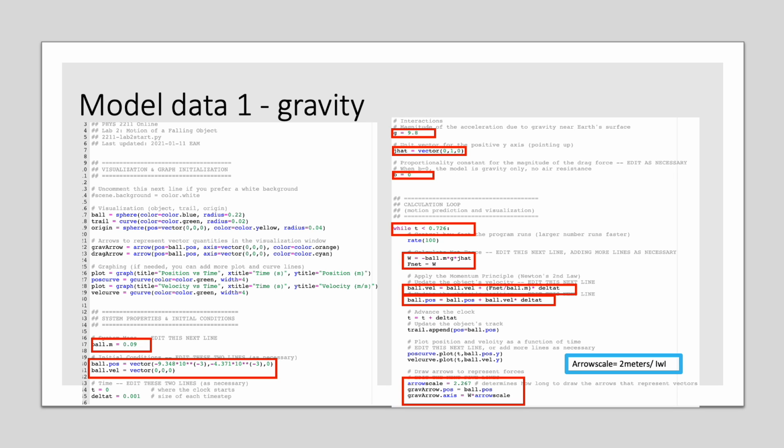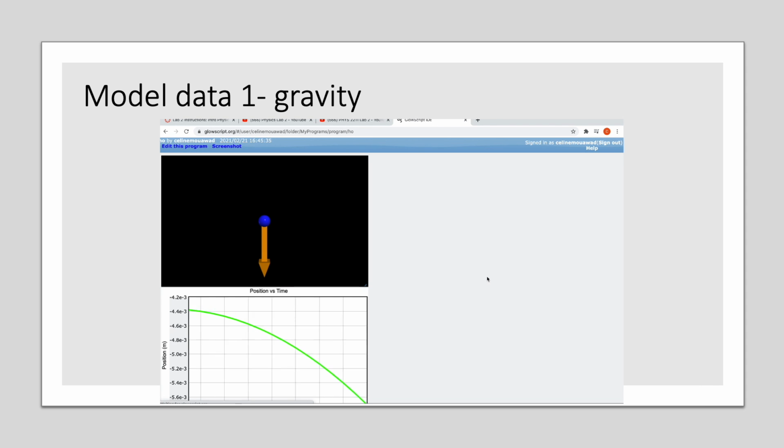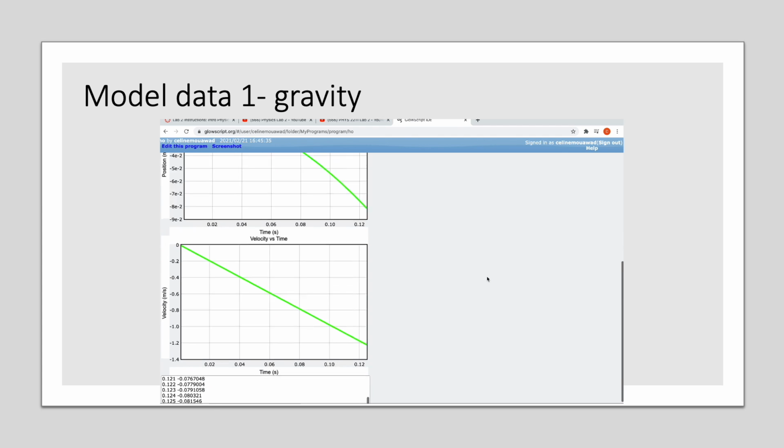Then I plug the final time into the while loop. Fnet is only equal to the weight force acting on the system. The object's velocity and position formulas were also modified and derived from the momentum principle. Finally, for drawing force arrows, I set the arrow scale to 2.267, corresponding to 2 meters divided by the magnitude of the weight. Here are the results of the GlowScript model for only gravity acting on the system.